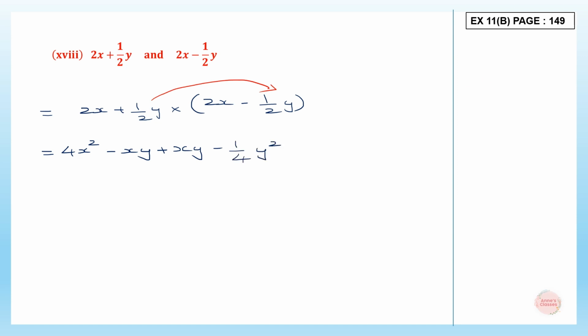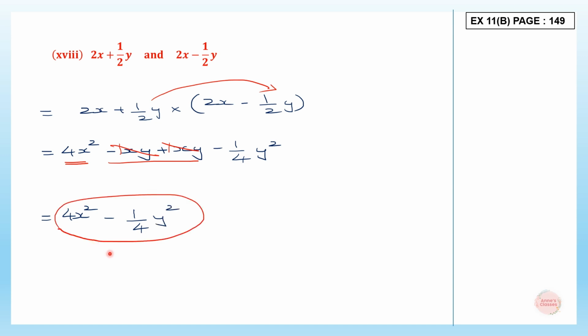Now here we have 4x square. We don't have another x square, so we write it as it is. So this will simply be 4x square. Now here we have a minus xy and plus xy. That is minus 1 and plus 1. 1 minus 1 is 0, so this gets cancelled. And then what is left is minus 1 by 4 y square. So this is our final answer, 4x square minus 1 by 4 y square.